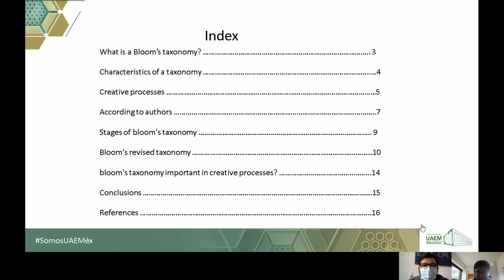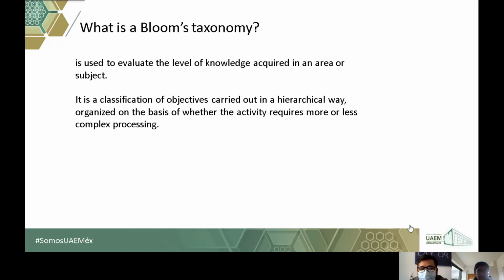The parts of the topic they will address are the following. One, what is Bloom's taxonomy? Characteristics of taxonomy. Creative process. According to authors, strengths of Bloom's taxonomy. Bloom's revised taxonomy. Why Bloom's taxonomy is important in the creative process. Conclusions and references.